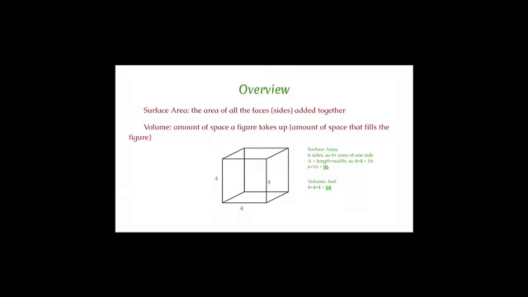Surface area: since this is a cube, we just need to find the area of one side of the cube and multiply that by 6, since there are 6 sides. Area equals length times width of the square, so 4 times 4 equals 16. That's the area of one square, and then multiply that by 6 and you get 96 as the total surface area. And volume equals length times width times height. So 4 times 4 times 4 is 64. And that is surface area and volume.